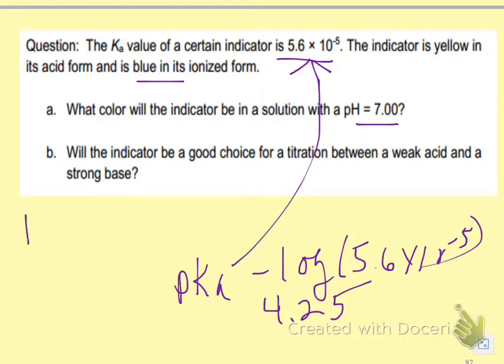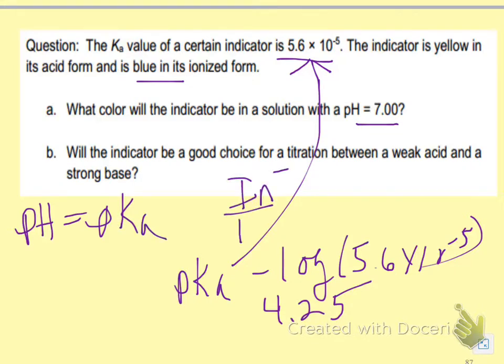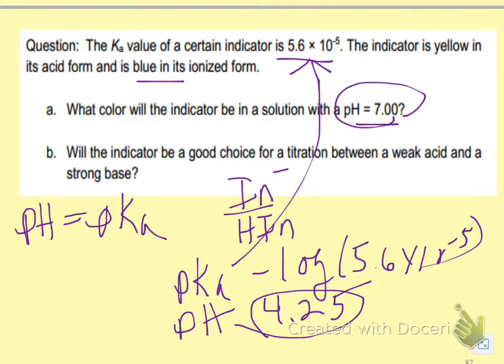So what you want is your pH to be about equal to your pKa, which is when the concentration of your base is about the same as the concentration of your acid. That's going to happen at a pH of 4.25, which is pretty far away from 7. So it will not be a good choice, because your color is going to start changing down here at 4.25 before you get to the endpoint, or to the equivalence point. So it would not be a good choice. Okay, so we're going to stop there.